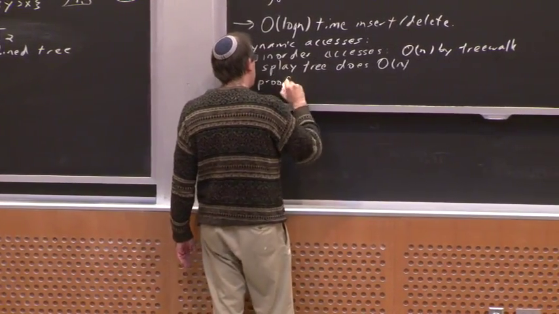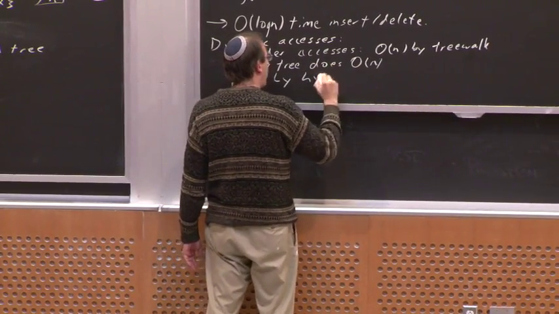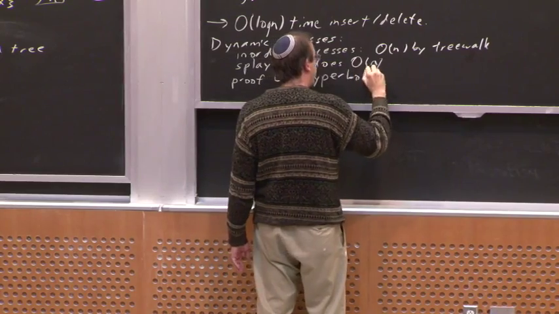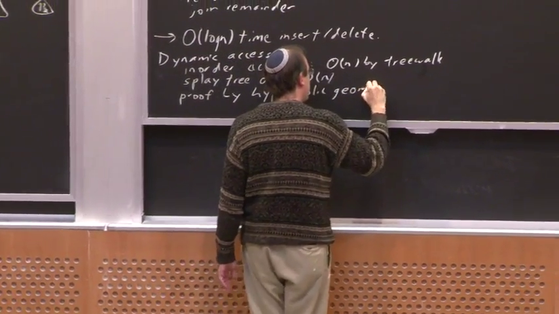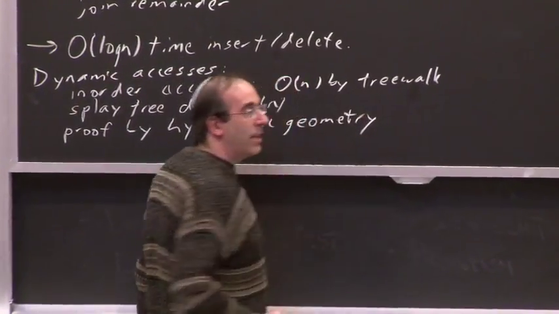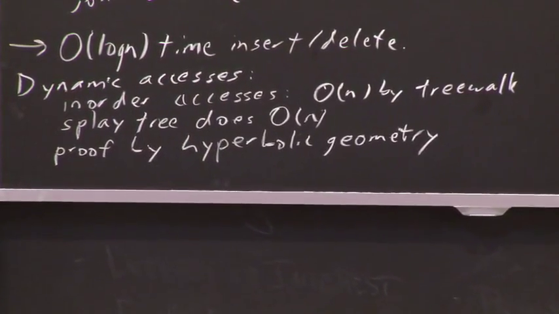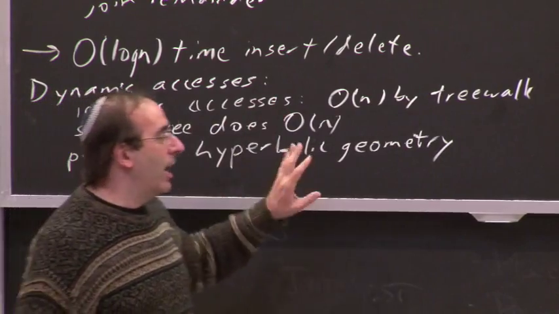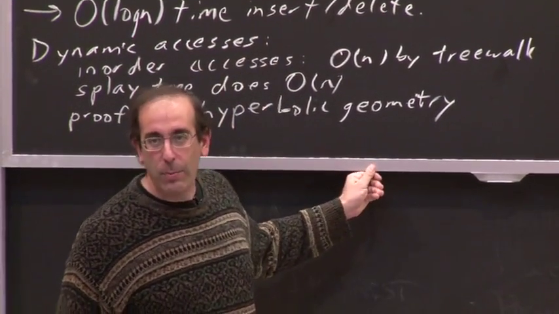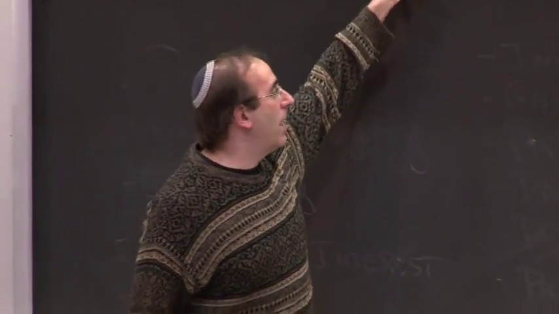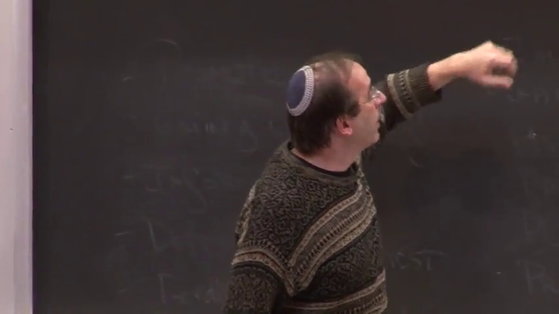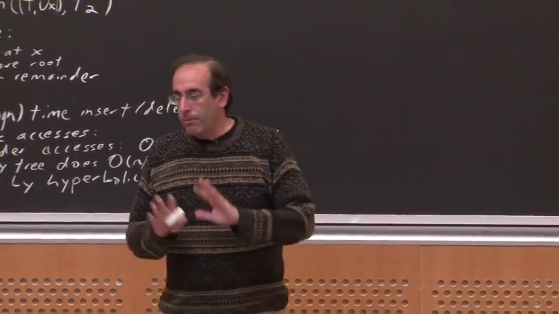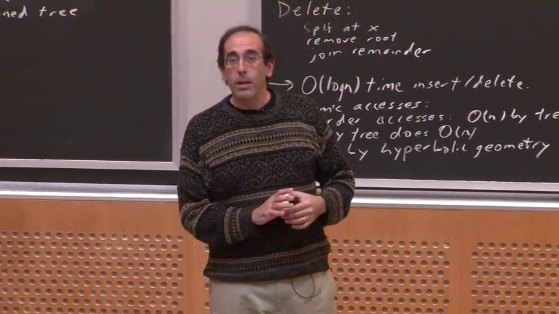This is a strange place where they discovered some result in hyperbolic geometry that allows them to prove this fact. Okay, so if you like odd mathematical detours, you can go read this paper. I think it took a whole paper just to prove that it took linear time to do in-order accesses on a splay tree. All right, so that's the end of splay trees.